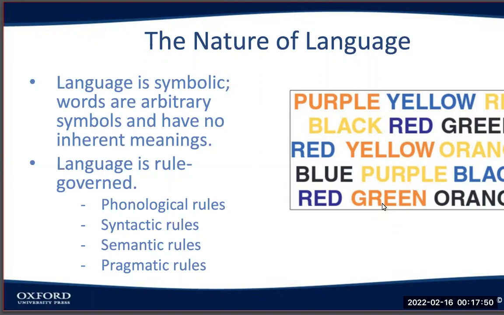Then we have semantic rules, which govern the meaning of language as opposed to its structure. These make it possible for us to agree that bikes are for riding and books are for reading. Without semantic rules, communication would be impossible. Each of us would use symbols in unique ways and it would be unintelligible to others.